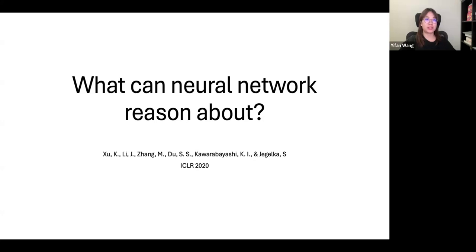Today I will present the paper, What Can Neural Network Reason About? This paper is published in ICLR 2020. This work examines the reasoning capability of neural networks, and they propose a theoretical framework to analyze their performance.